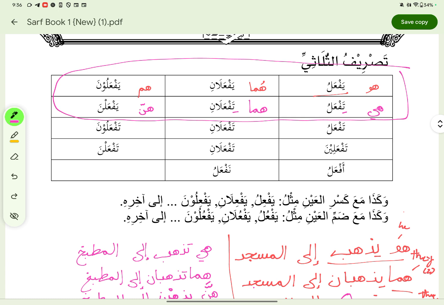Where are we reading from? So we're doing these two columns here. We're going to use the word qara'a. So yaqra'u. Huwa yaqra'u. Well done. The huma is huma yaqra'ani.